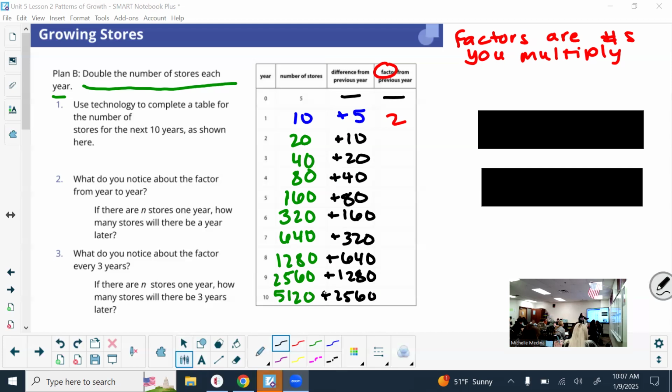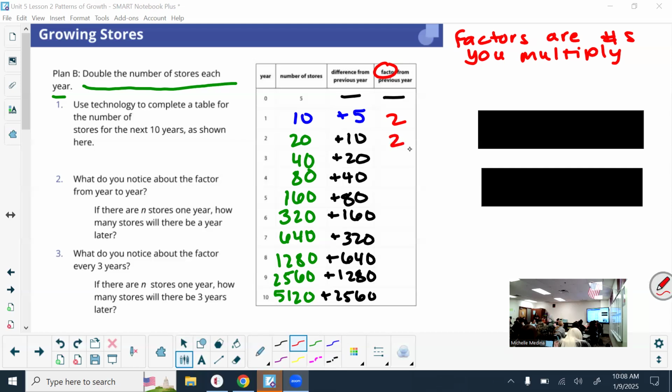But really, you're asking yourself, what did I add or subtract to get to the next one when we're asking about what's the difference from the previous year? Factor is me asking, what did you multiply by to get the next number of stores? So what are we multiplying by 10 to get 20? Let's see. Ella, what did we multiply by 10 to get 20?